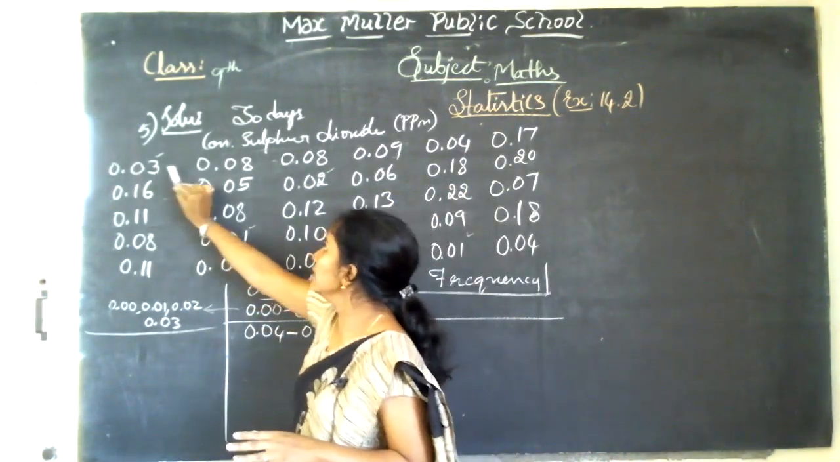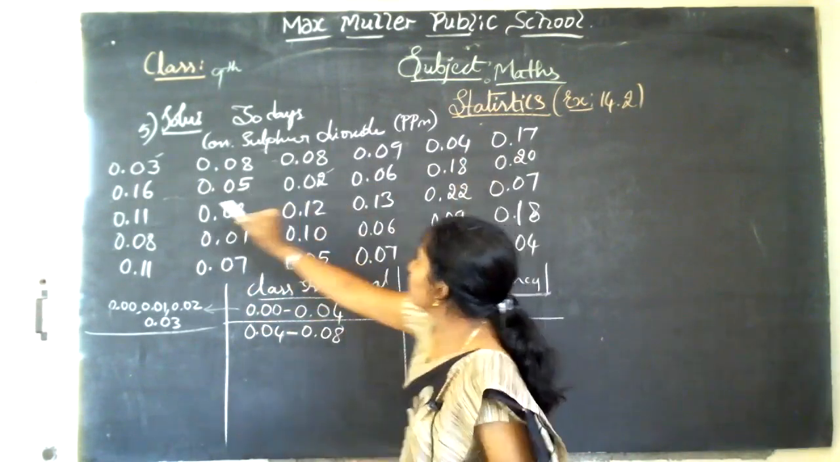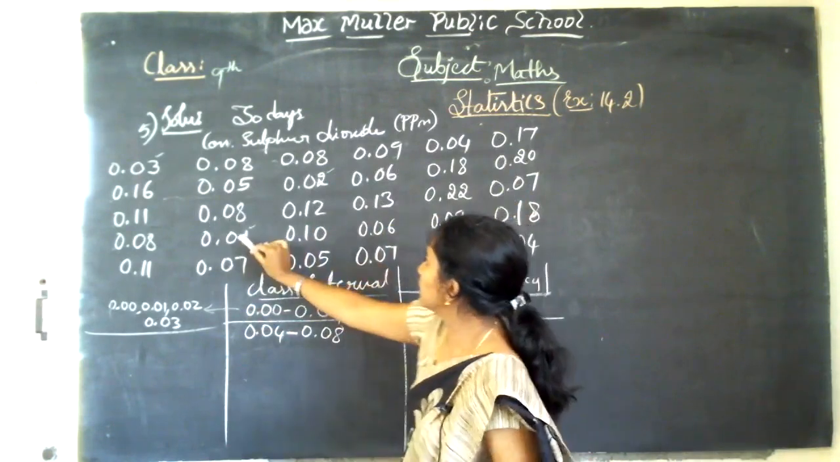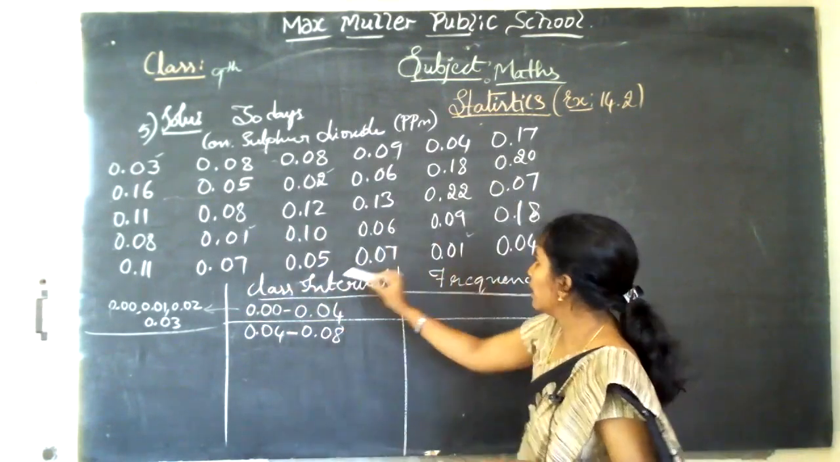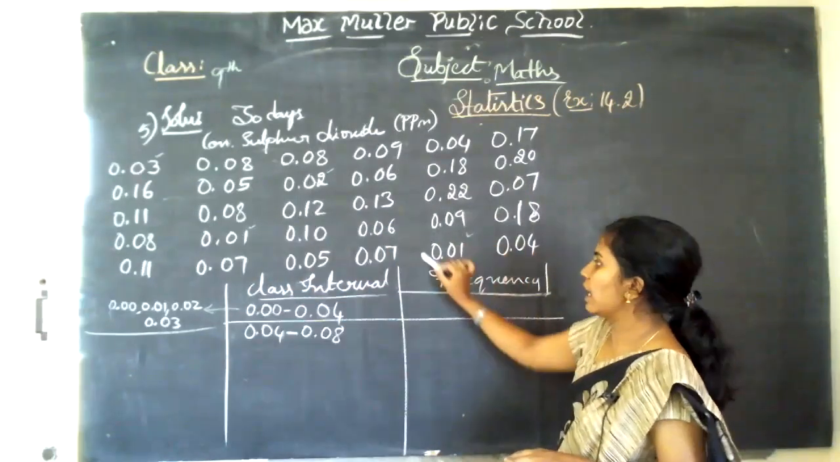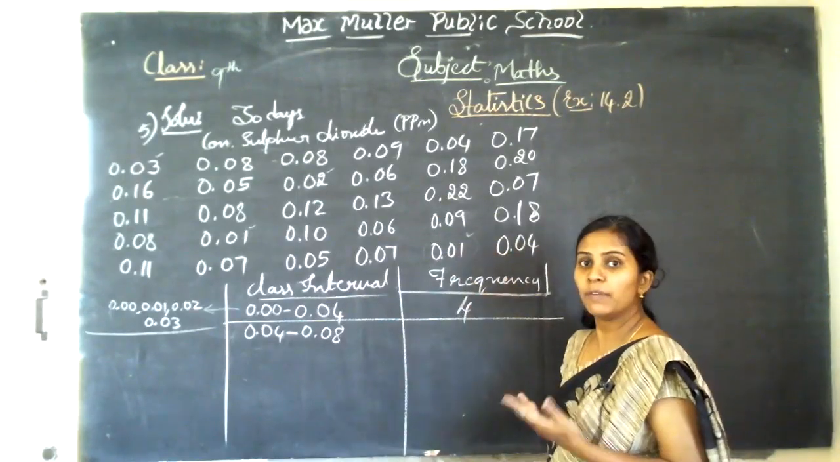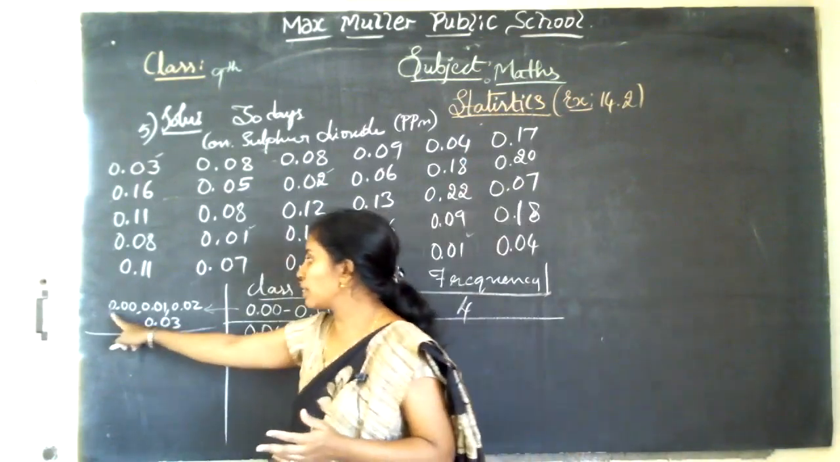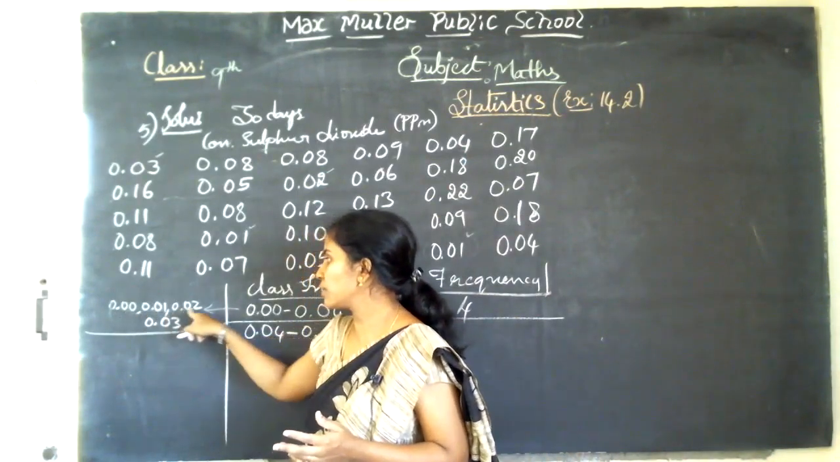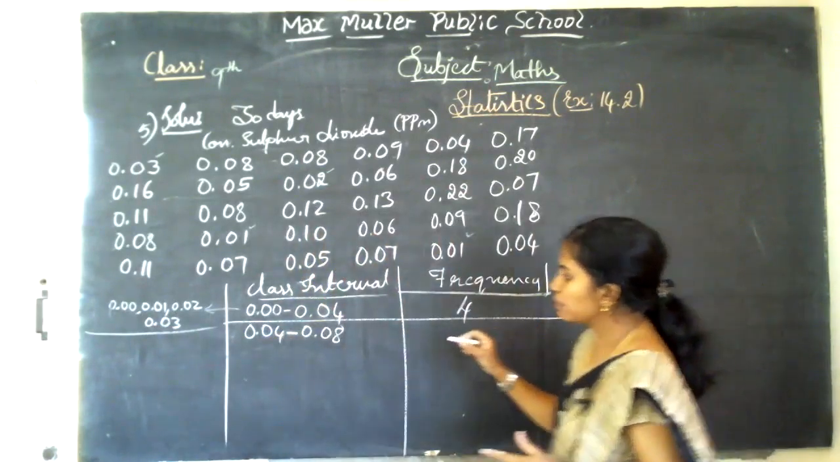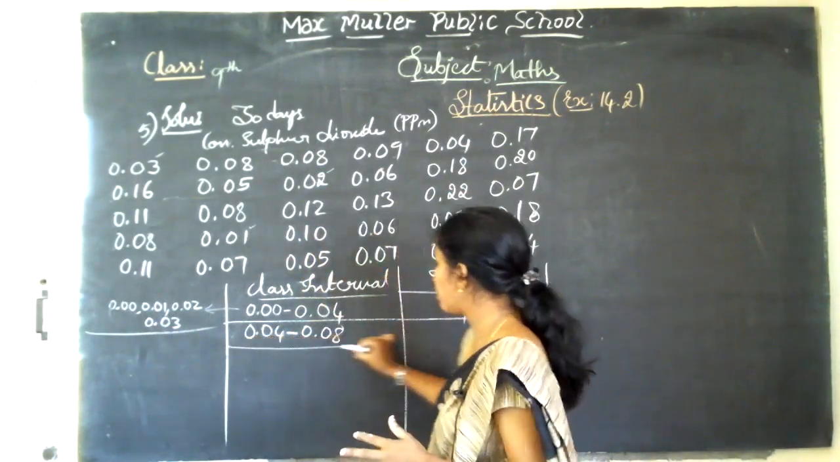So count it. 1, 2, 3, and 4. Here I have made it. So there are 4 numbers which are 0.00, 0.01, 0.02, 0.03. Next, move to 0.04 to 0.8.